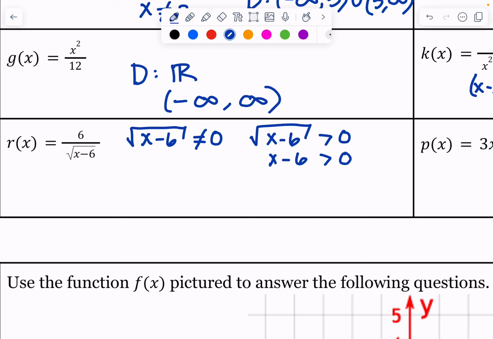So that would mean x minus 6 must be greater than 0, and that means that x must be greater than 6. If it's smaller than 6, then we would have a negative under our square root, and that would not be okay. So when we write our domain for this, we are going from 6 to infinity. No gaps. We just don't start till 6.